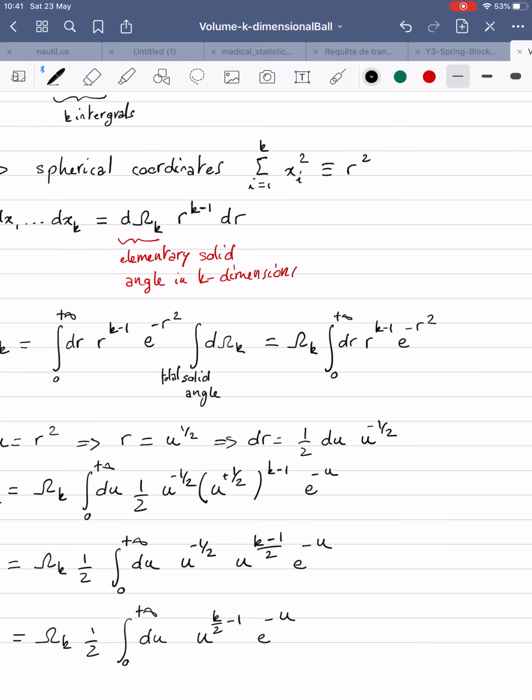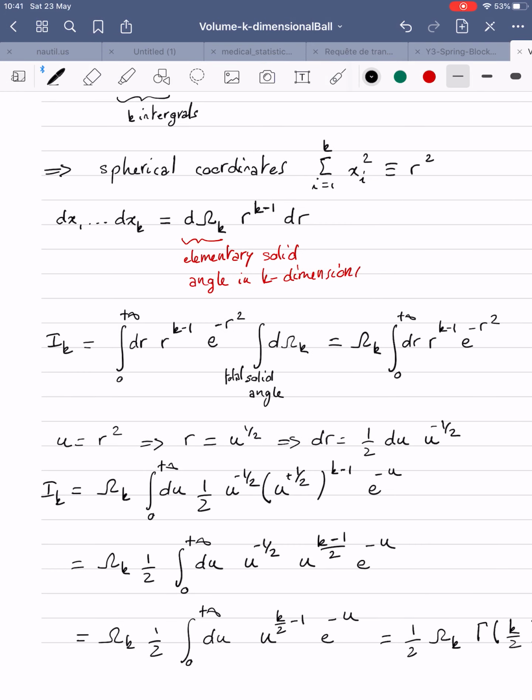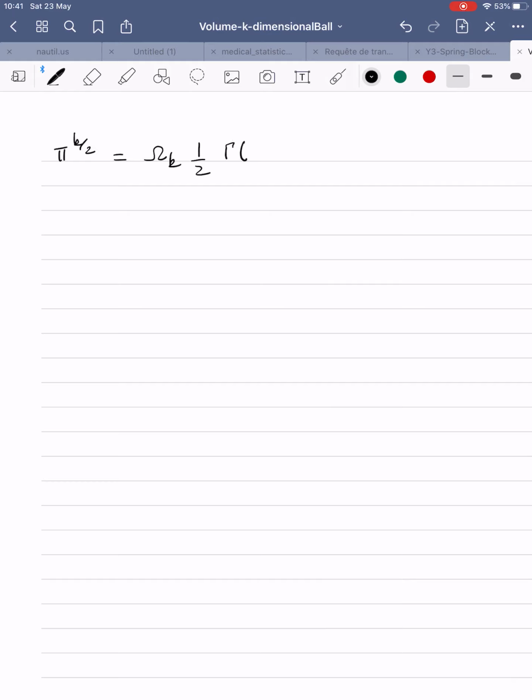And so this is actually half omega k times the Euler gamma function of k over 2. Okay, so that's what it is. So then I'm almost done here. I've got essentially that pi k over 2 is equal to omega k over 2 times gamma of k over 2. Okay, so I'm almost done. So I get that therefore omega k is equal to 2 over gamma k over 2 times pi to the k over 2.